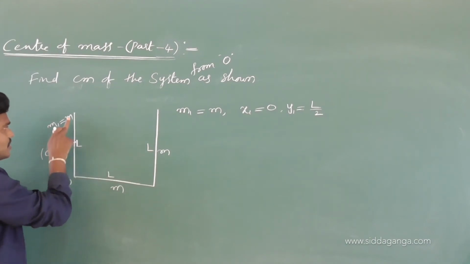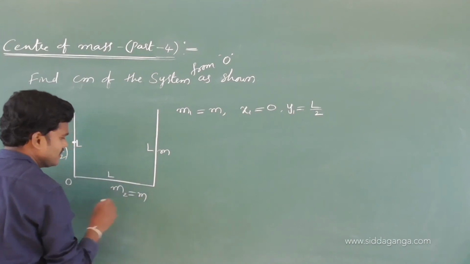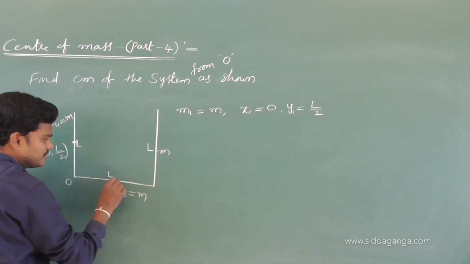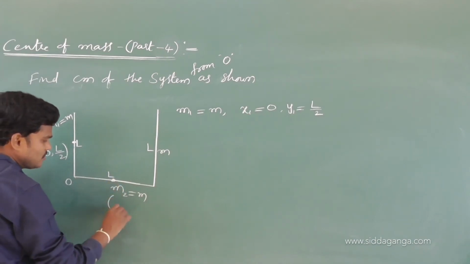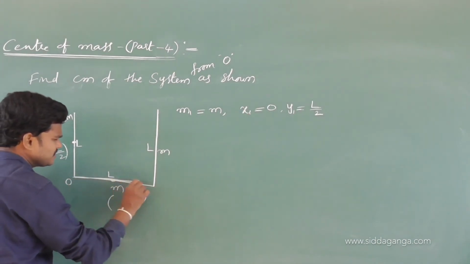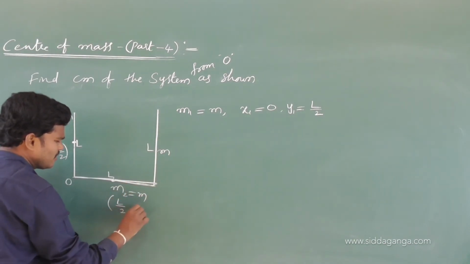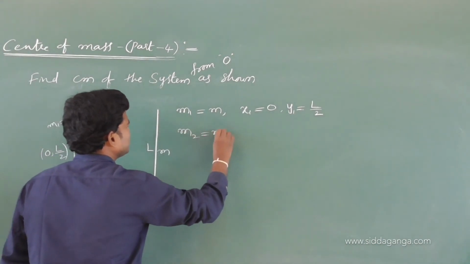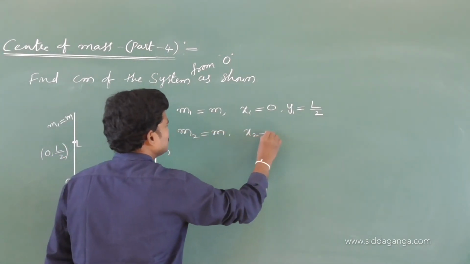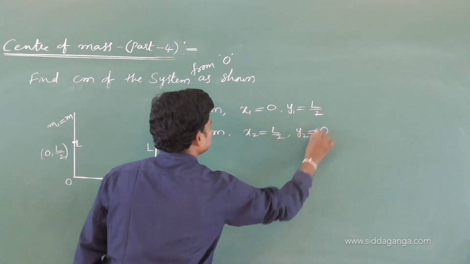So 0, L by 2 are the coordinates for the first rod. And this is m2, along the x-axis, and the center of mass is here. Now what are the coordinates? This is along the x-axis, so the center of mass is at the center. So L by 2 along the x-axis, and the y coordinate is 0. So m2 is m, x2 is L by 2, y2 is 0.